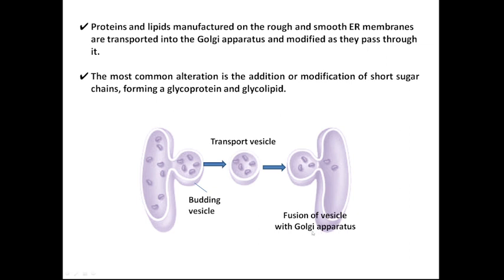Proteins and lipids manufactured on the rough and smooth endoplasmic reticulum membranes are transported into the Golgi apparatus and modified as they pass through it. The most common alteration is the addition or modification of short sugar chains, forming a glycoprotein and glycolipid. Periodically, the membranes of the cisternae push together, pinching off small, membrane-bounded secretory vesicles containing the glycoprotein and glycolipid molecules. These vesicles then move to other locations in the cell, and distribute the newly synthesized molecules to their appropriate destinations.